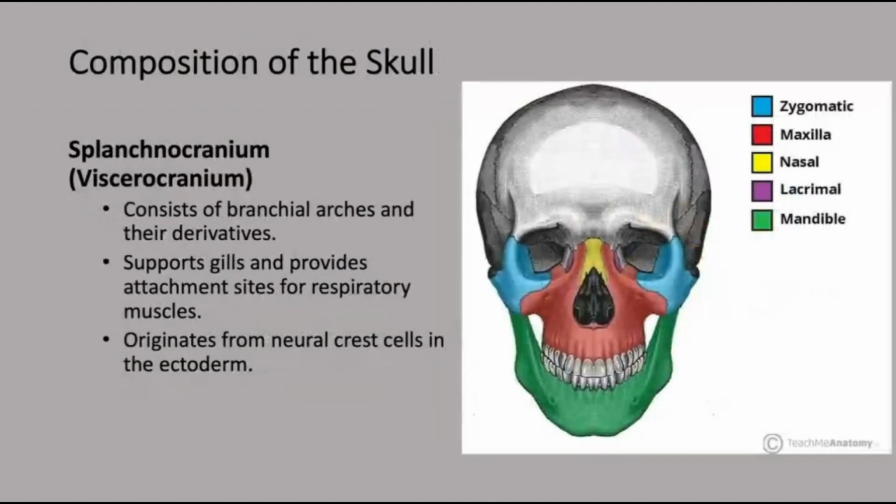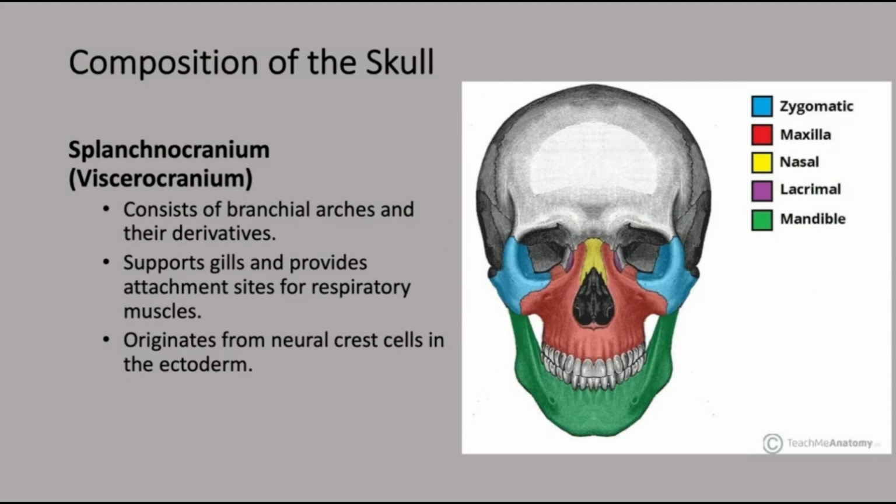So, all right. Now continuing on with the composition of the skull. We spoke about the neurocranium. Now we have to talk about the next part, which is the viscerocranium. Now the viscerocranium is basically everything else. So it's the facial muscles, okay? So it consists of the branchial arches and their derivatives. So the branchial arches basically come from the pharyngeal arches, which we're going to talk about later.